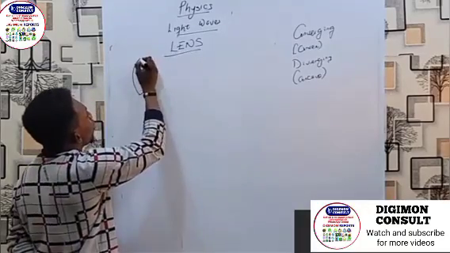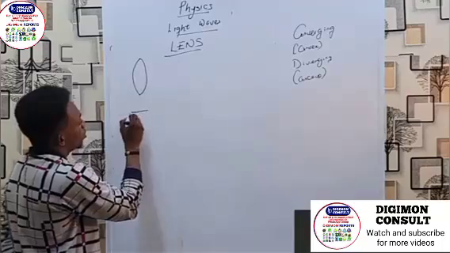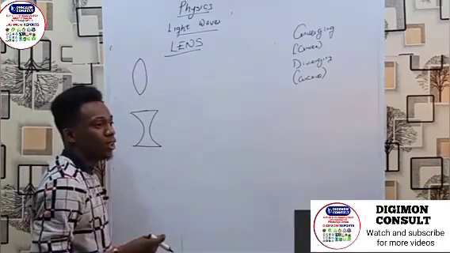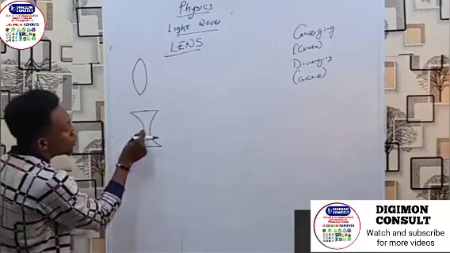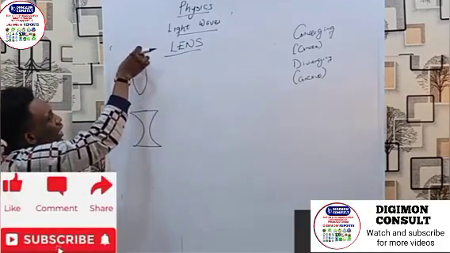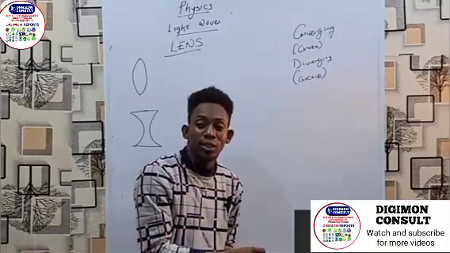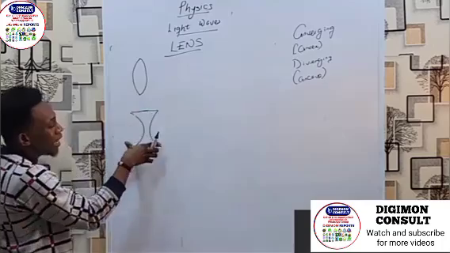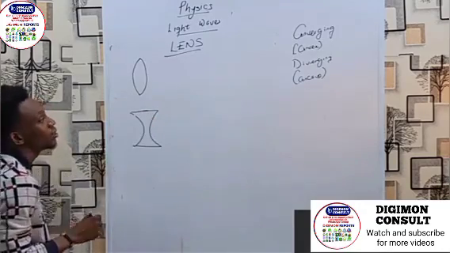Okay, now how do you identify which type of lens you are dealing with? The simple way to analyze is to check thickness. On what side of your lens is it thicker? If it is thicker at the middle and thinner at the edges, then it is a converging lens. But if it is thinner at the middle and thicker at the edges, then it is a diverging lens.